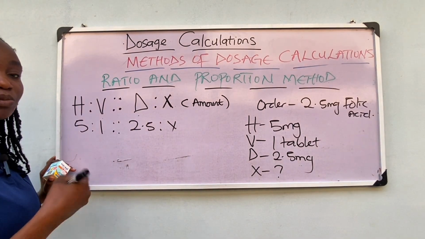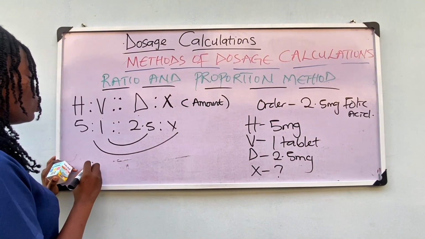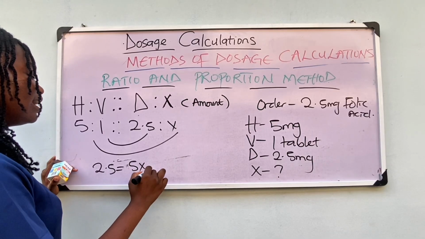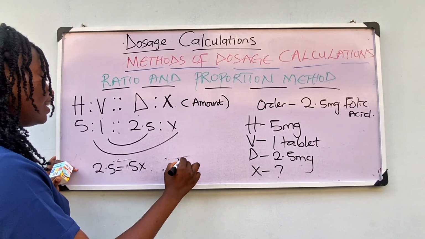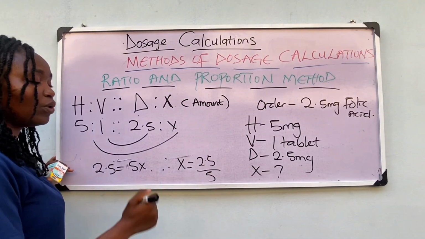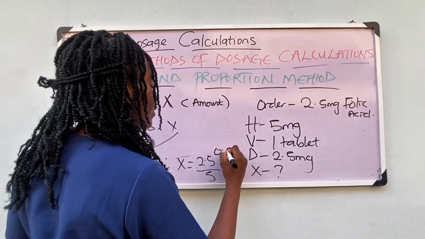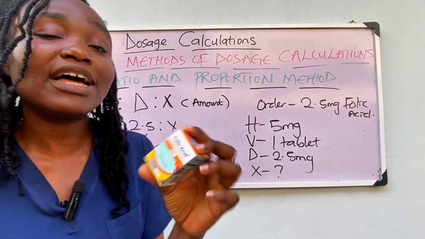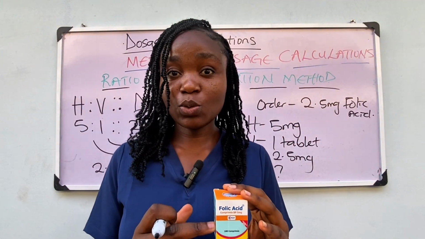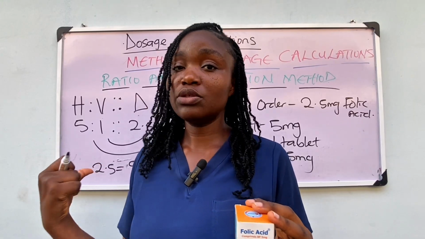Now remember how we do the multiplication? We multiply the means, and we also multiply the extremes, which will give us 2.5 equals 5X. Therefore, X will be equal to 2.5 divided by 5, which gives us 1 over 2 or 0.5, meaning that this patient would finally be administered half of one tablet. Now we're going to look at one NCLEX clinical case question and see how we are going to use this ratio and proportion formula to solve the question.